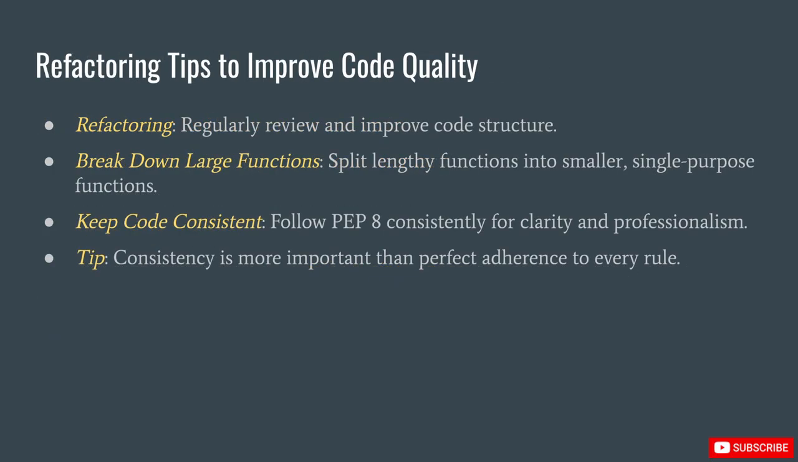Refactoring is the practice of regularly reviewing and enhancing your code's structure. One key tip is to break down large functions into smaller, single-purpose functions. This makes your code more modular and easier to work with. Also, keep your code consistent by following PEP 8 guidelines, as it adds clarity and a professional touch. And remember, consistency is often more important than following every rule perfectly. Consistent, readable code is the ultimate goal.